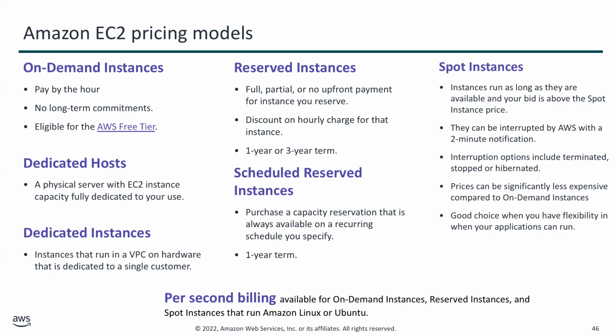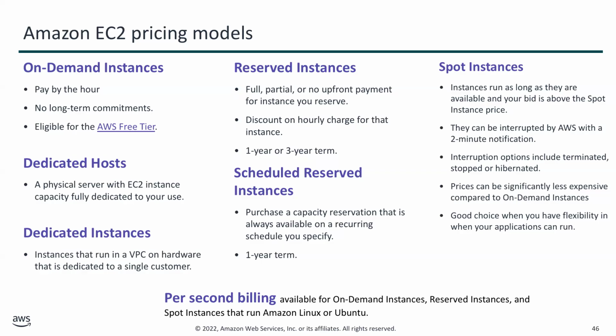Now, with reserved instances, you get a discount on the hourly charge for that particular instance because you have reserved. So Amazon can do better administration of their own resources, right? You can reserve for a 1-year or 3-year term depending on your use. There are also scheduled reserved instances. So you purchase a capacity reservation that is always available on a recurring schedule you specify, and which is offered for a 1-year term, right? The final ones are spot instances.